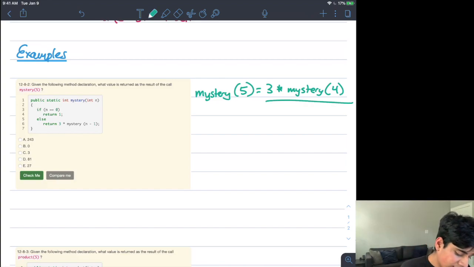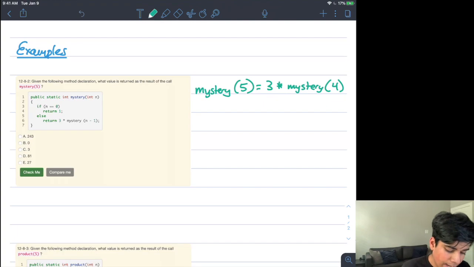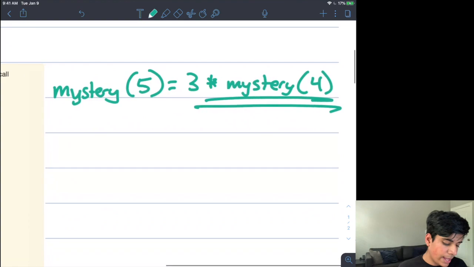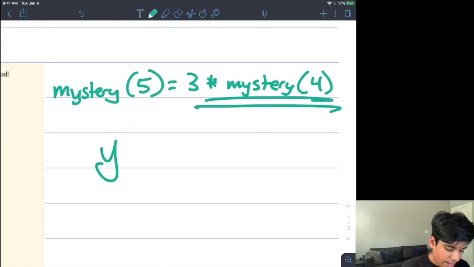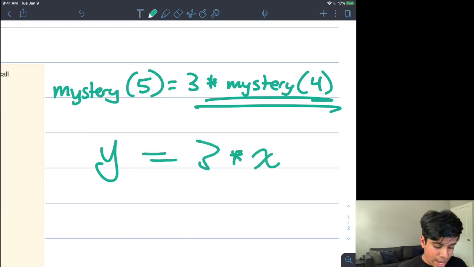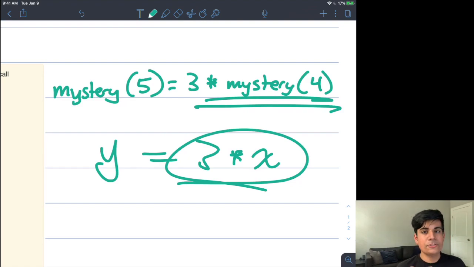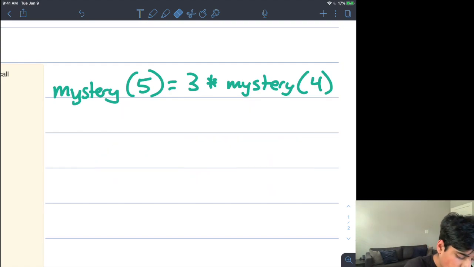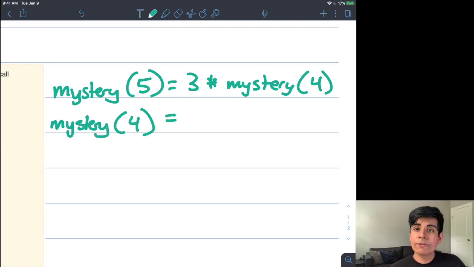But of course, I can't say what is the value returned because I don't know what the value of mystery 4 is. If I give you a math problem like this, and let's say that 5 was y, and I say y equals 3 times x, you can't give me 3x as the value. You have to figure out what x is actually equal to. And that's kind of what we're doing in this case, where we have to figure out what mystery 4 is actually equal to. So I'm going to put mystery 4 equals.